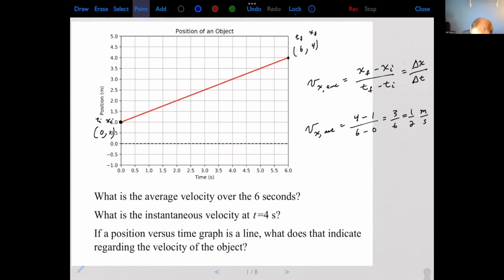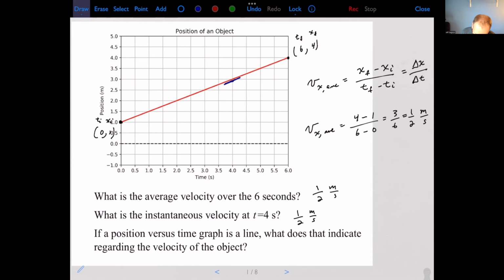If I want to know the instantaneous velocity right at 4 seconds, I just want to know the slope of the tangent line, the line that just touches the graph right at 4 seconds. But again, because the entire graph is linear, the slope of the tangent line is going to be the same as the slope of the entire line. So the instantaneous velocity at 4 seconds is also going to be 1/2 meters per second. Actually both of these answers are the same, because it's linear.